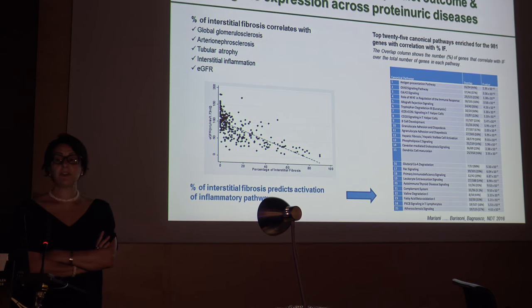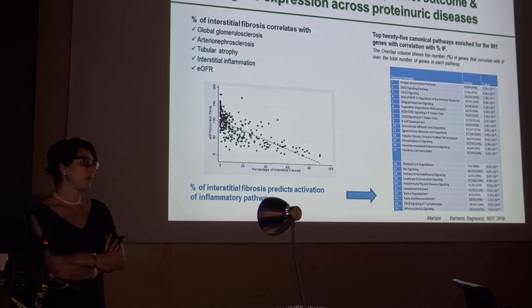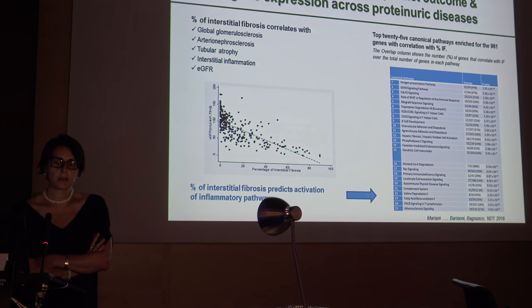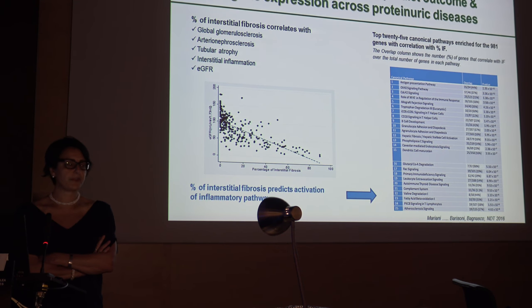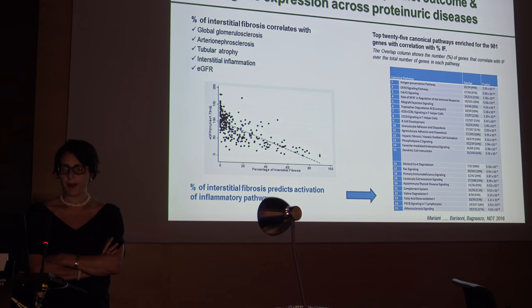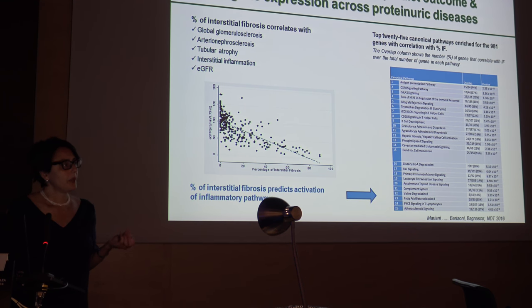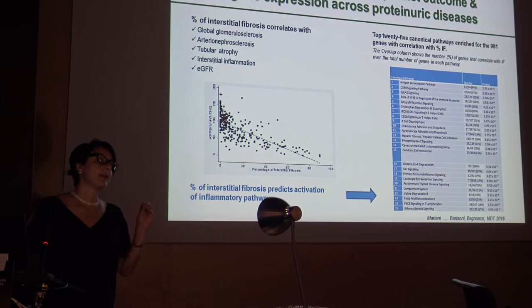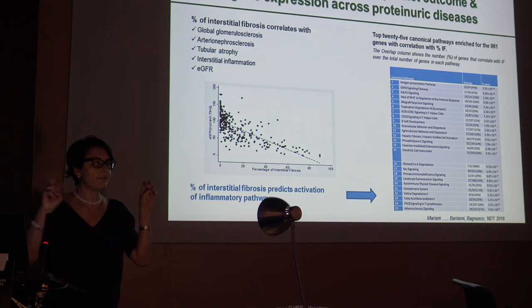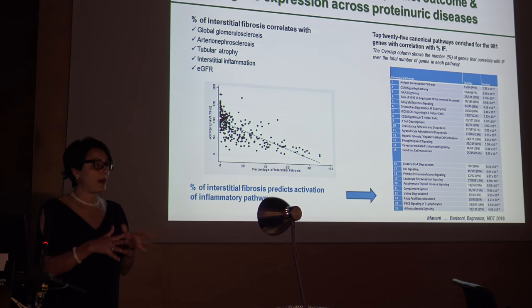We can also look at individual descriptors to predict outcome, as we did with gene expression across proteinuric diseases, for example. We know from these studies that interstitial fibrosis correlates with global sclerosis, arteriosclerosis, tubular atrophy, but also with outcome. The more interstitial fibrosis, the lower the eGFR. But from these studies, we're also able to start integrating the pathology findings with the molecular findings. For example, Laura Mariani showed that the percentage of interstitial fibrosis can predict the activation of inflammatory pathways. And if you think about therapy, this is very important, because maybe we don't necessarily want to treat the conventional disease, but we want to start to treat the pathways that are altered.